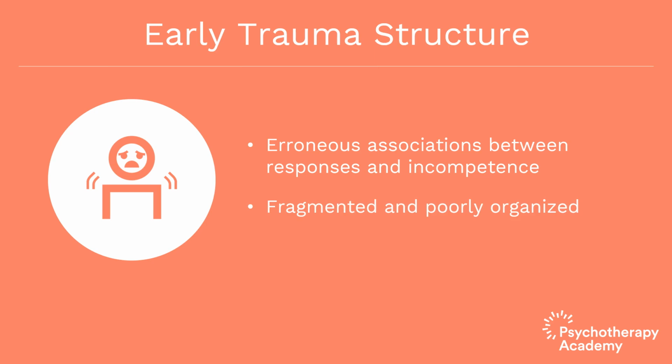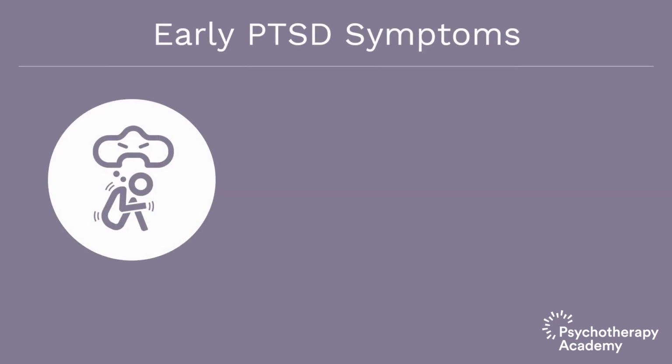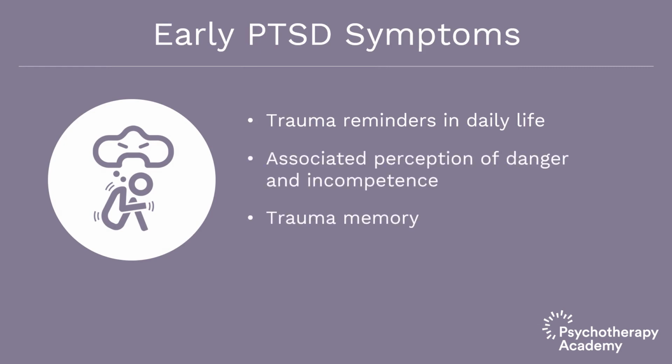The early trauma structure is often fragmented and poorly organized. The early PTSD symptoms include trauma reminders in the daily life, activation of the trauma memory, and the associated perception of danger and incompetence. So when people experience these symptoms, they feel that if I'm scared, there must be danger. Or if I'm scared and there's not danger, it means I'm incompetent, I'm weak. Activation of the trauma memory is reflected very often in the re-experiencing symptoms and arousal. So when I think of it, I have flashbacks and then my body responds, and I don't like that. I don't like these re-experiencing symptoms. I don't like this arousal, this distress I feel in my body. And so for a lot of people, that motivates avoidance behavior. If I don't like it, I want to stop doing it.